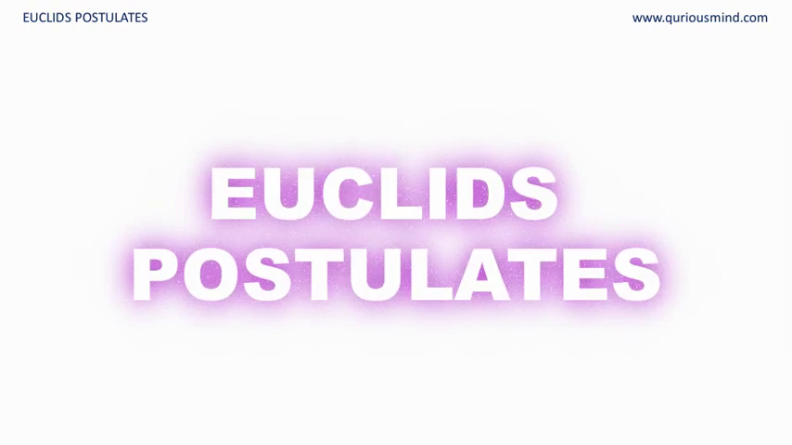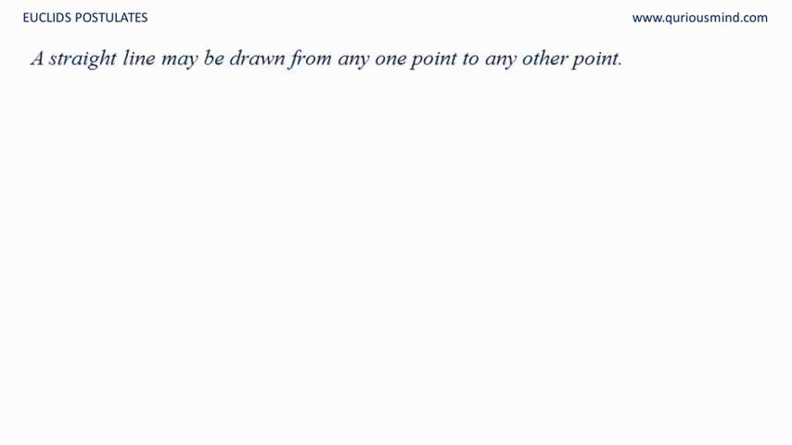Hello everyone. In this video, we will have a look at some of Euclid's postulates. The first postulate is a straight line may be drawn from any one point to any other point. So if I have one point and a second point, it says that I can draw a straight line from this point to this point.